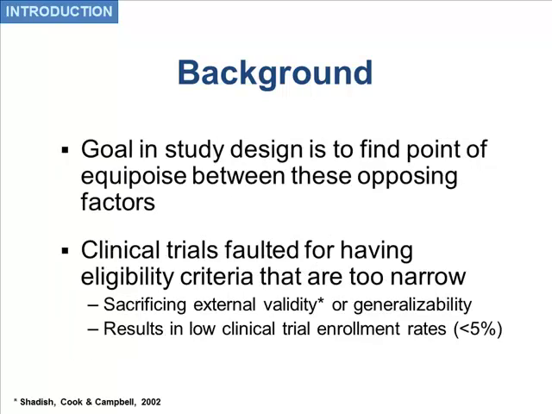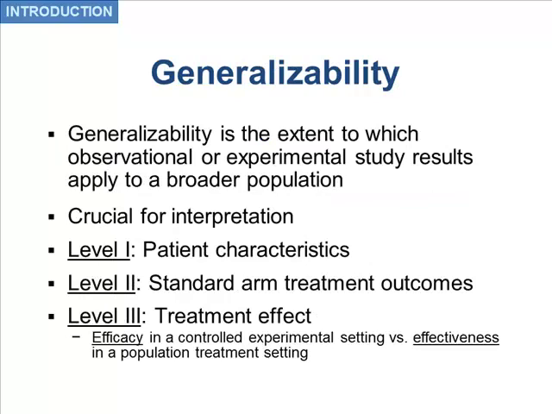So the goal in study design, in part at least, is to define that point of equipoise between these opposing factors. However, clinical trials sometimes are faulted for having eligibility criteria that are too narrow, thus sacrificing external validity or generalizability, and also influencing low clinical trial enrollment rates. So just to give a definition, generalizability is the extent to which observational or experimental study results apply to a broader population.